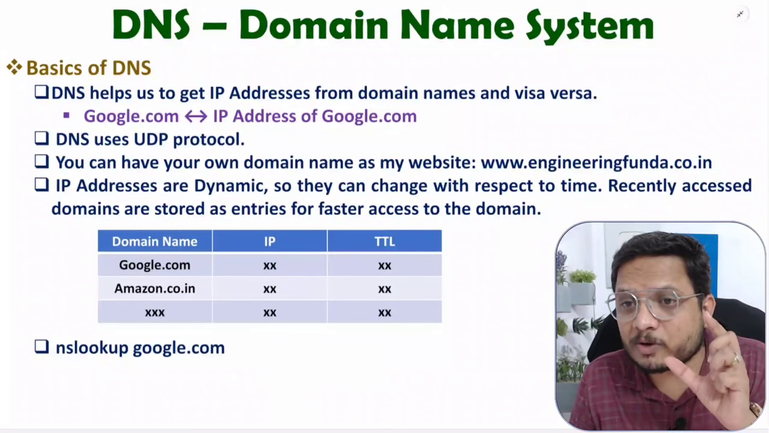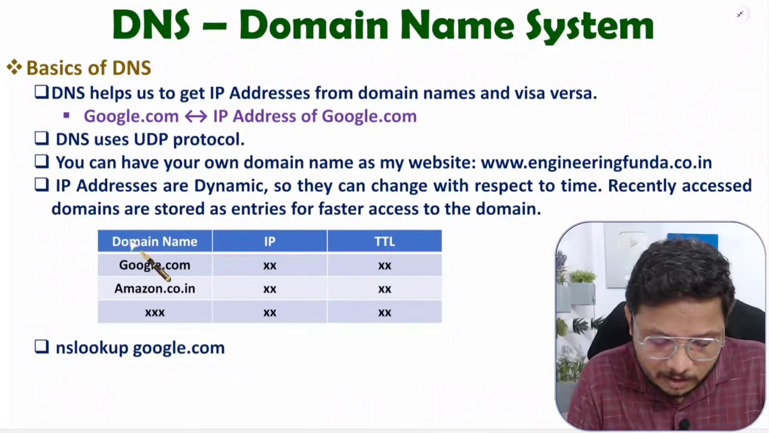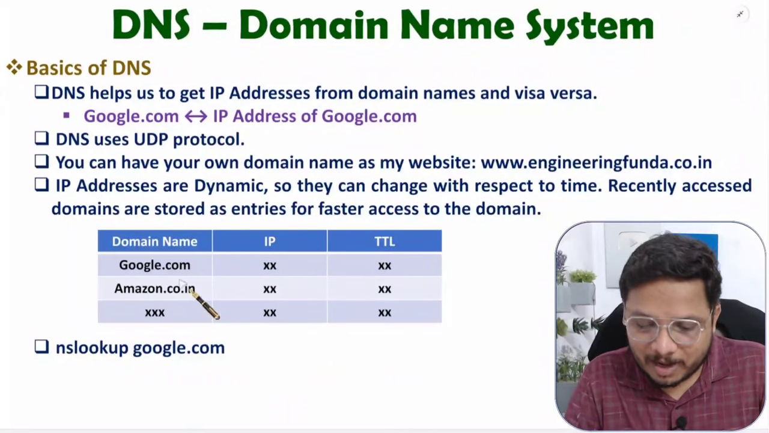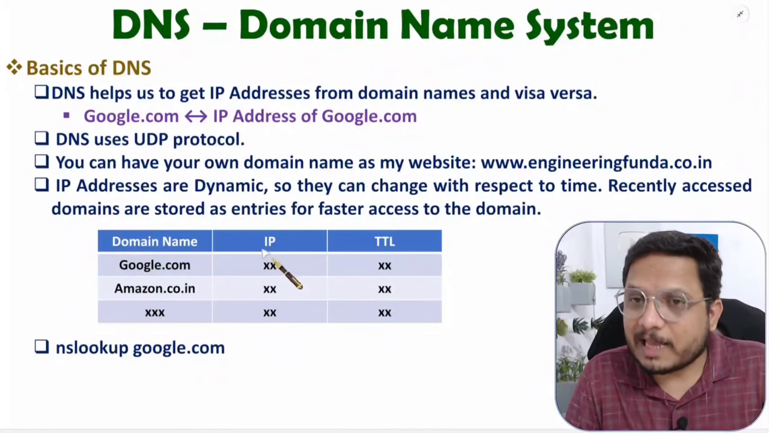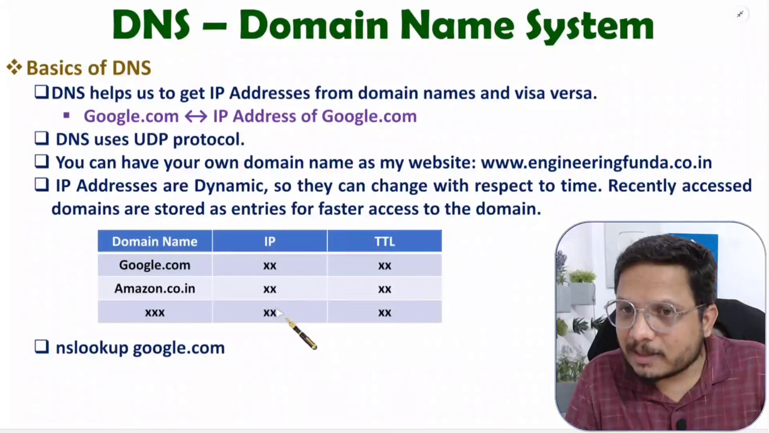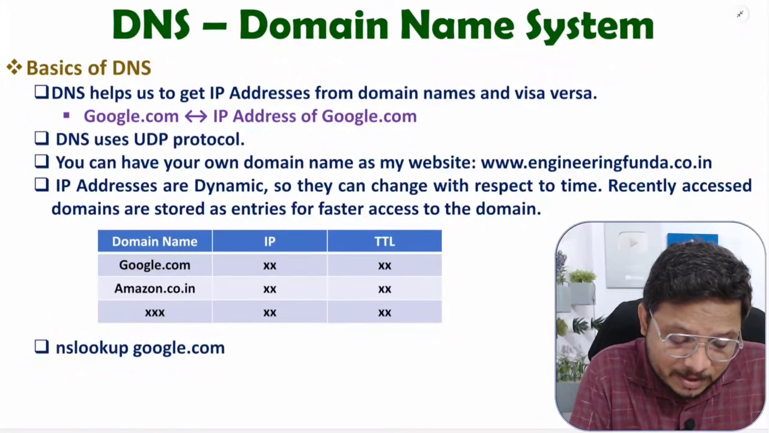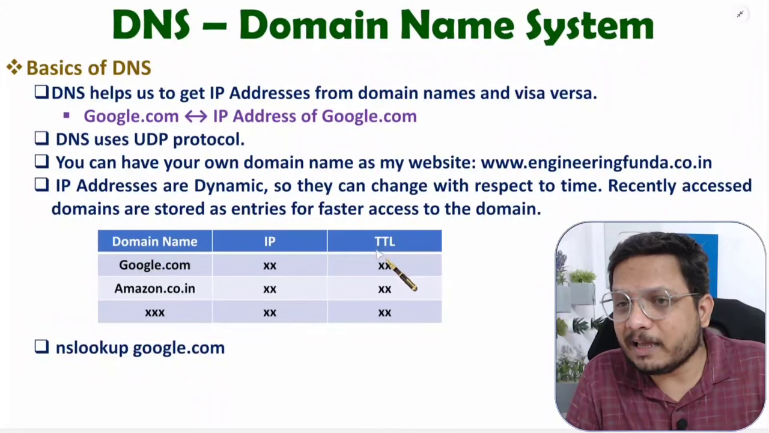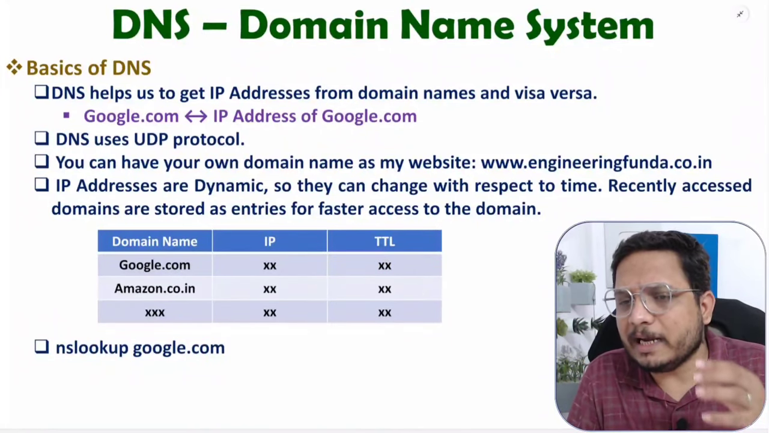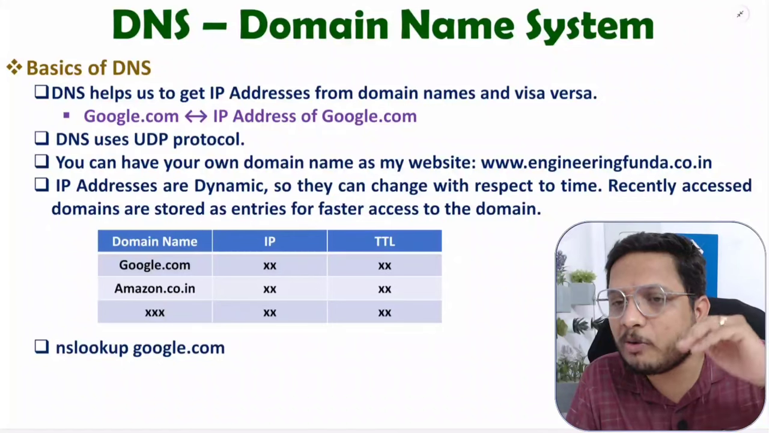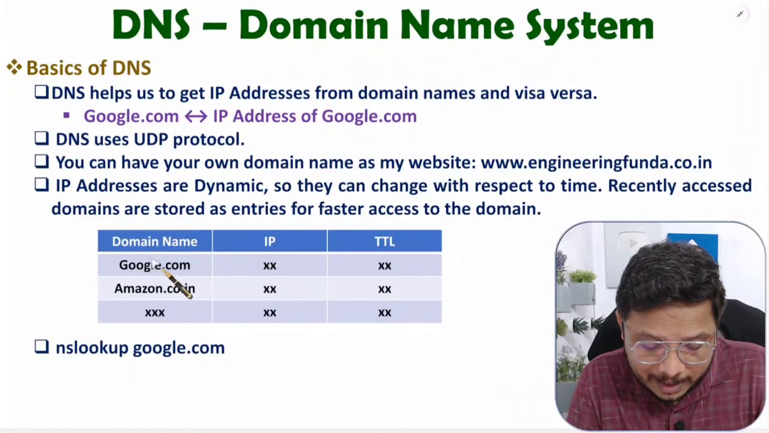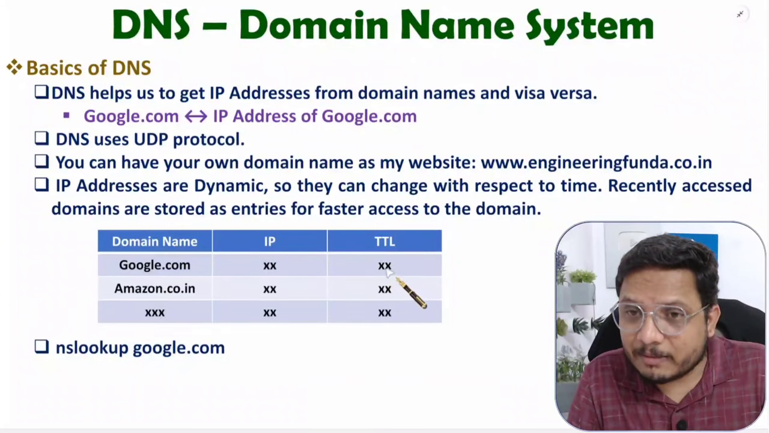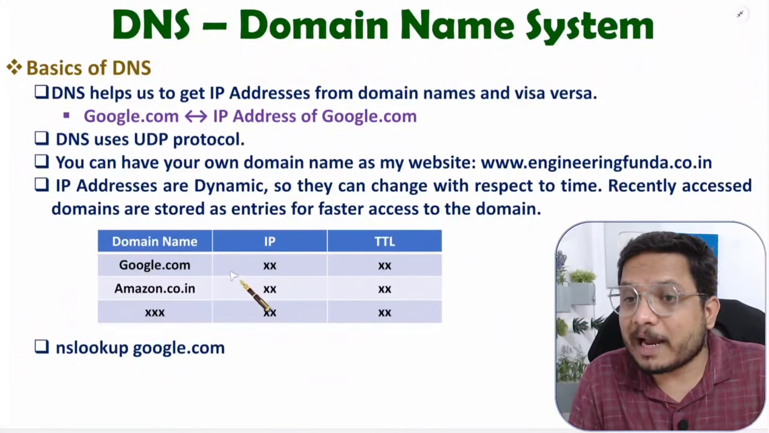So let me show you how entries are stored. See, first there will be a domain name. Domain name means you can have Google, Amazon or my website. That is the domain name that we store with respect to the IP address. And that IP address we get with the use of the DNS protocol. Along with the IP, there will be a validity, or you can say a TTL field. That TTL field shows for how much time this IP and domain name are validated with each other. After this time, both of these entries will become invalid.